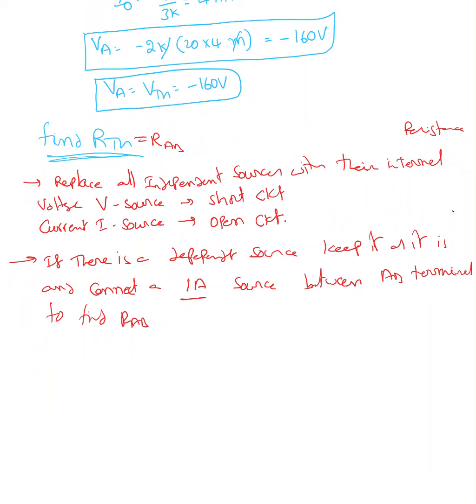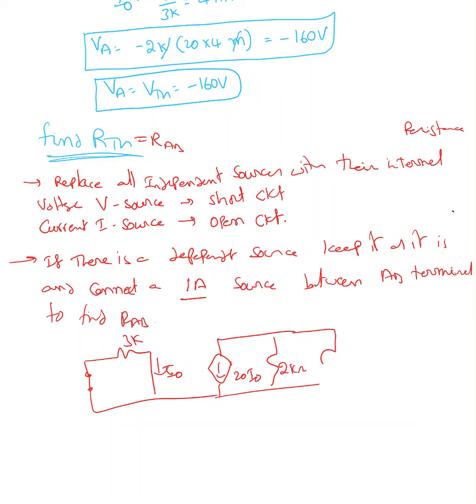Now while finding RAB, in my circuit here I have the voltage source and here I have the dependent source 20 I0. Here is my I0, I believe that's 3K, and here I have 2 kilo ohm. Now I'm going to connect the 1 ampere source. My goal is still to find RAB equal to VAB over 1 ampere. So that's my A, this is my B, I'm going to ground this. So all I need to find is VA over 1 ampere to find RAB.